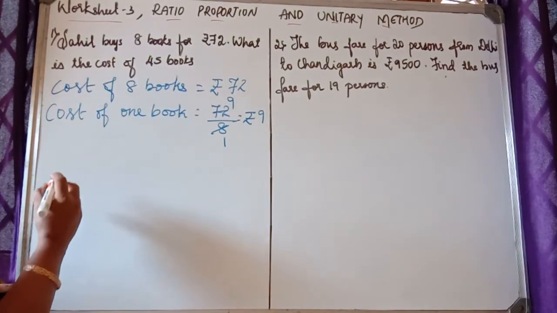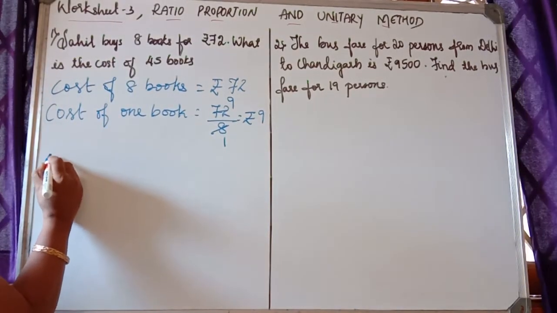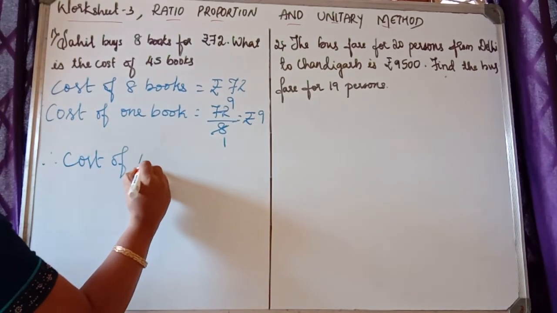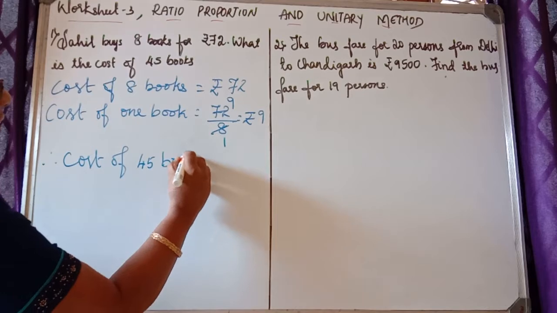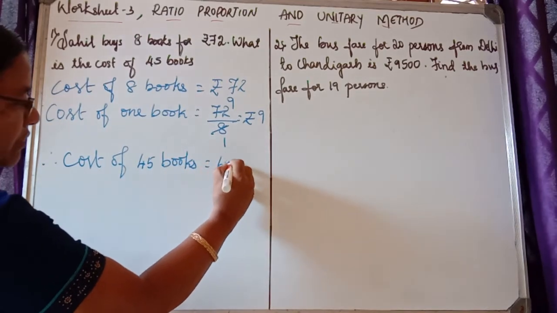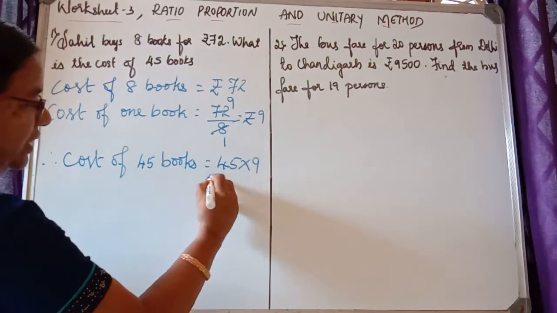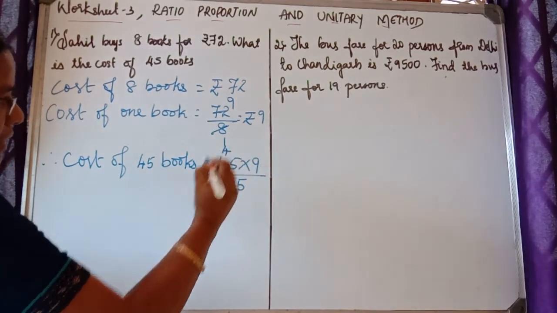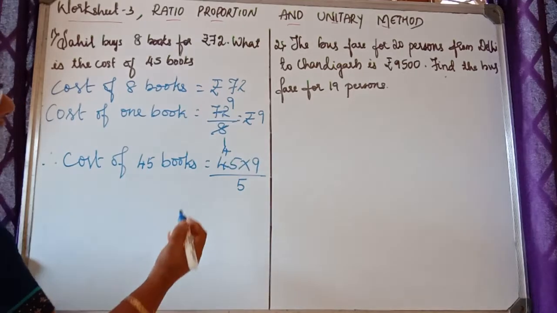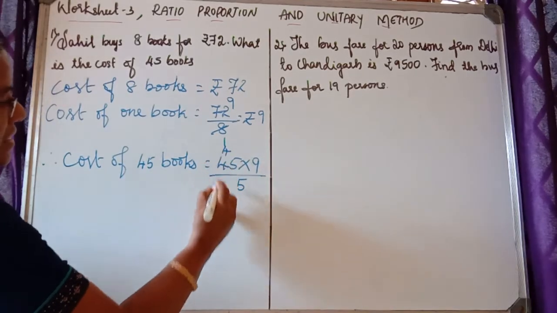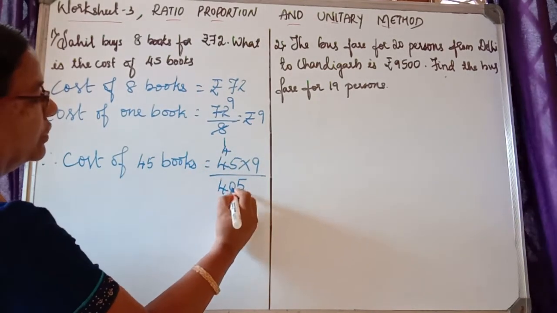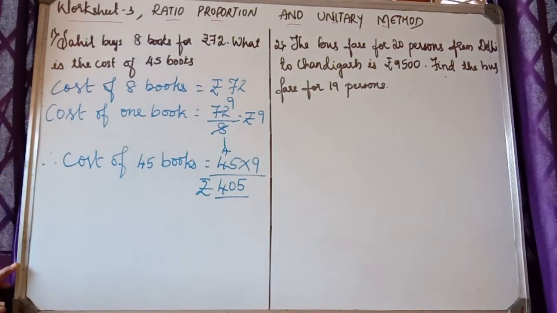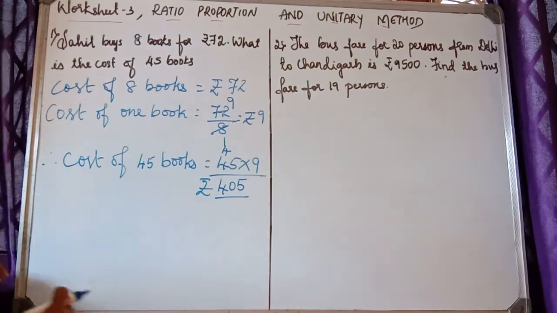Now we found the cost of one book. We are going to find the cost of 45 books. Therefore, the cost of 45 books is equal to 45 into 9. 9 5s are 45 and 4. 4 9s are 36. 36 plus 4, 40. So how much is the cost of 45 books? Rupees 405.